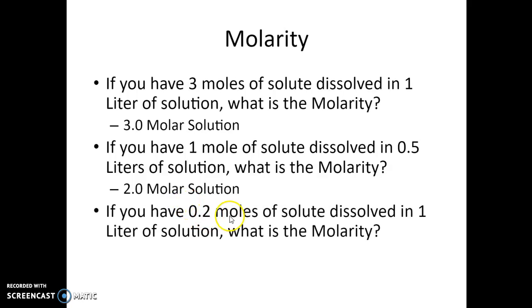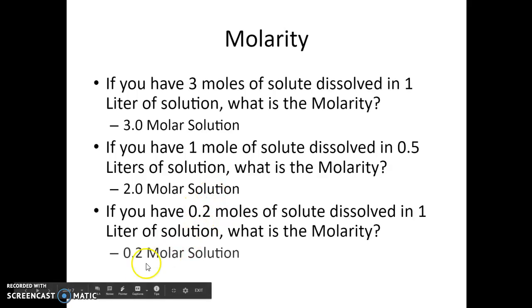If you have 0.2 moles of solute dissolved in 1 liter of solution, what is the molarity? Moles over liters. So 0.2 over 1. Anything over 1 is what? Anything. So 0.2 over 1 is 0.2. Very good. See? I told you, it's not too bad.